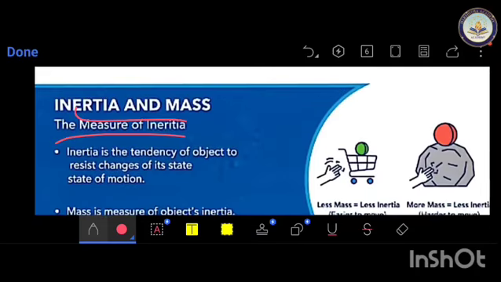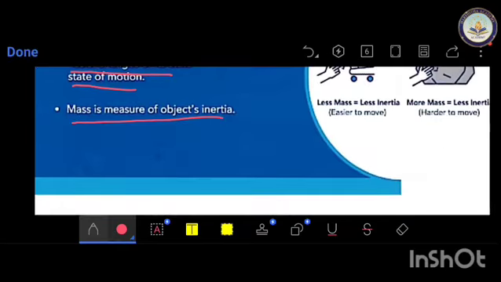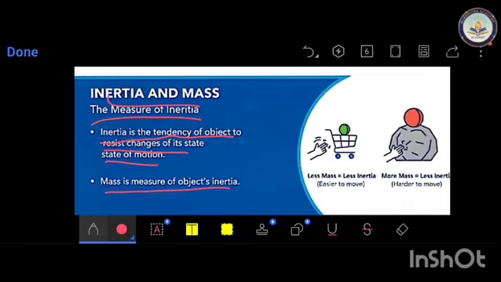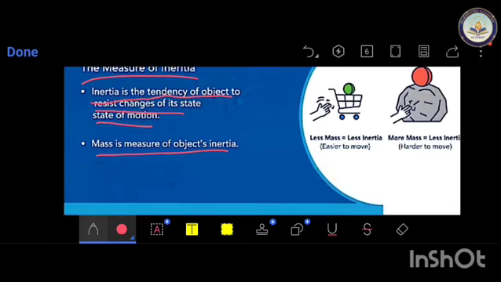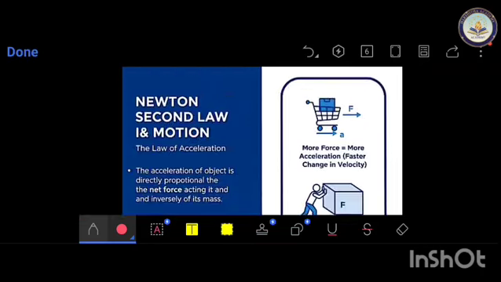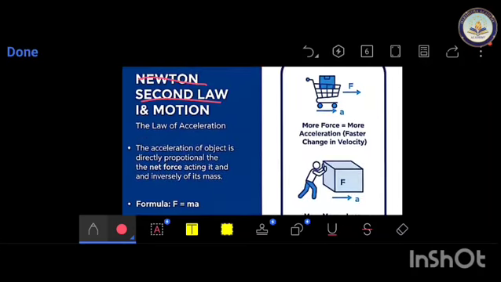Before, I said that inertia is measured by mass only. Inertia is the tendency of an object to resist changes to its state of motion. Next, mass is a measure of inertia. These are important points, keep a note. Once again: less mass, less inertia; more mass, more inertia. Next, Newton's second law of motion means the acceleration of an object is directly proportional to the net force.